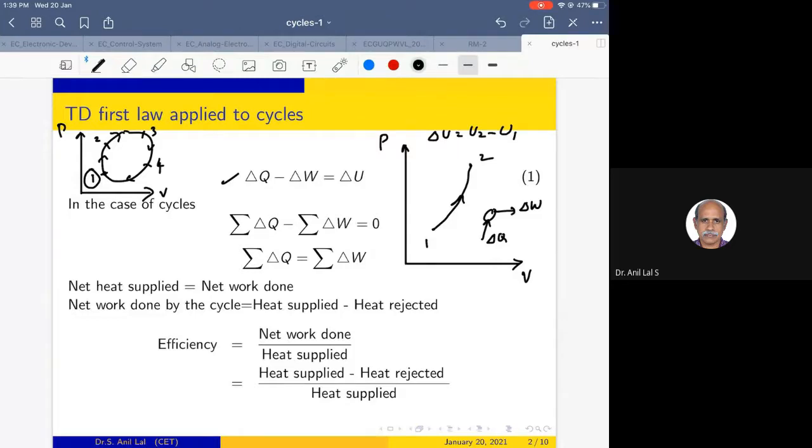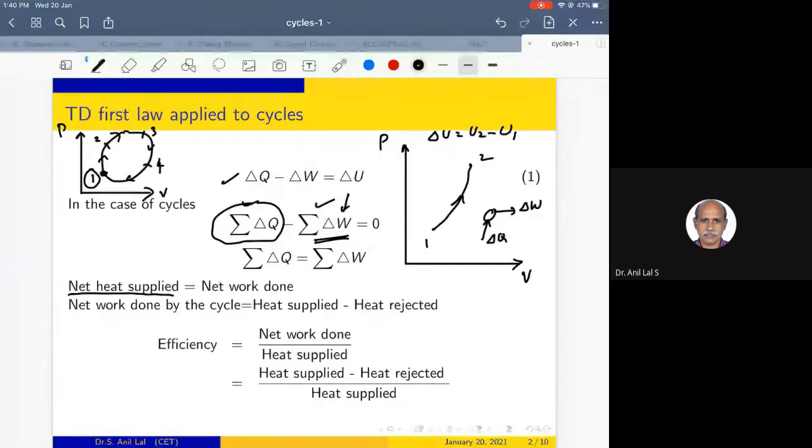Since we are having several different processes, this first law equation is applied to all the processes, and if you do the summation, you will get sigma delta Q and sigma delta W. In this, there may be certain processes in which heat is added, where delta Q will be positive. In certain processes in which heat is rejected, the delta Q will be negative. So this summation of delta Q gives the heat supplied minus heat rejected, or the net heat supplied. Similarly, this sigma delta W will be equal to the net work done.